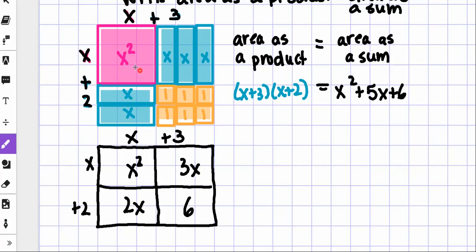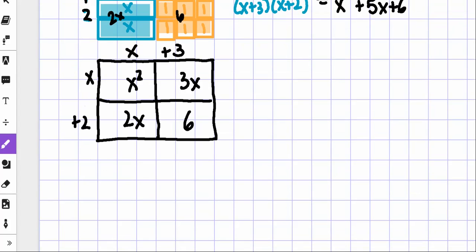And then my area as a sum, here's my x squared, just like this. Here's my 3 x's. Instead of drawing them out separately, here they are. This right here is my 3x. And then here's my 2 x's, but instead of drawing them separately, I'm drawing it in one box and saying that that's my 2x. And then instead of drawing out 6 individual ones, my 6 is right here. So that's what we're going to be doing. So let me give us an example here.